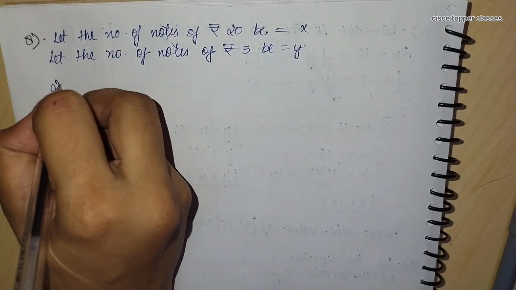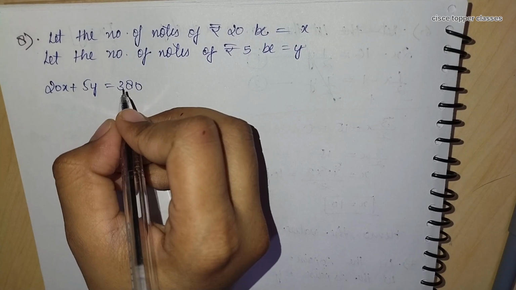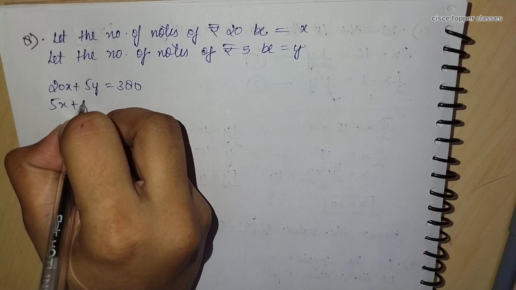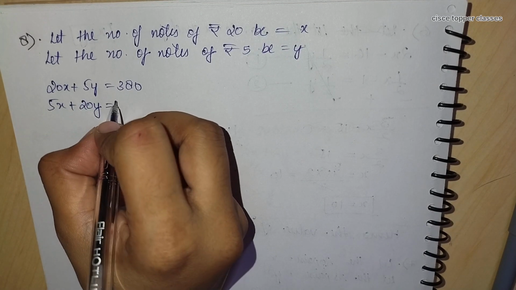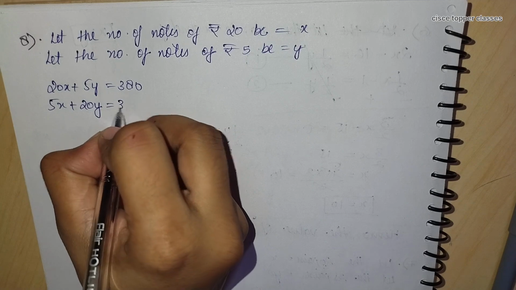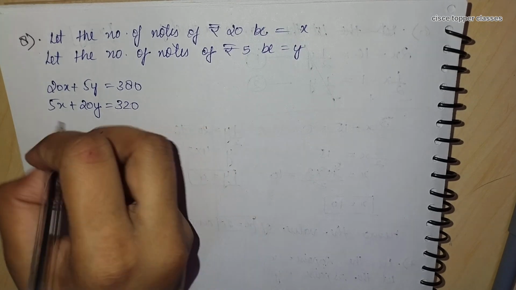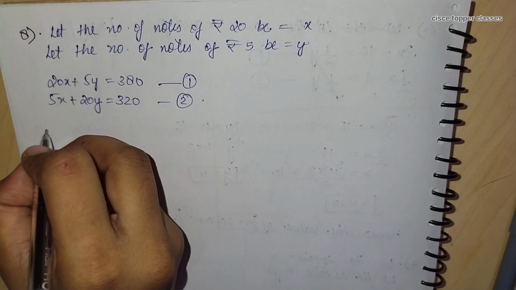So when we add this, we will get 20x plus 5y as 380 as the amount here. If the number of notes of each kind is interchanged, we get 5x plus 20y as the amount, 60 less than before. So 380 minus 60 is 320. Now we have to find the number of notes of each denomination. We will first add the first and second equation and then subtract to find the value of x and y.